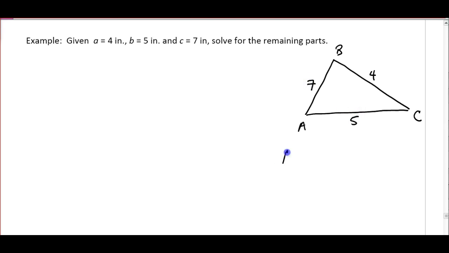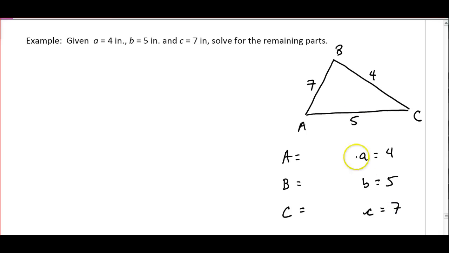And then I'll go ahead and write my answer chart here. I've got A, B, and C. And then side A was 4. Side B was 5, and side C was 7. And again, this is required to put anytime you're using law of sines or cosines in solving a triangle.